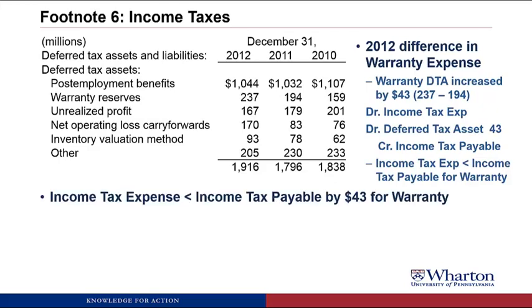So anyway, income tax expense on the financial statements is less than income tax payable to the government by $43 for warranty, well, $43 million, but $43 for short.